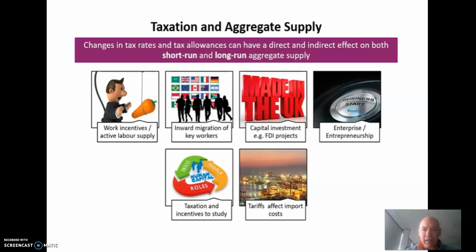Taxation and aggregate supply. Remember, changes in tax rates and tax allowances can have both a direct and an indirect effect on both the short run and the long run aggregate supply. So in terms of this, if this can reduce costs for firms, it may have an impact on the short run aggregate supply, but if it can actually entice more workers into the economy, if it can entice more capital investment, more entrepreneurs and so on, then that is going to improve the productive capacity of the economy and shift that LRAS curve outwards to the right.